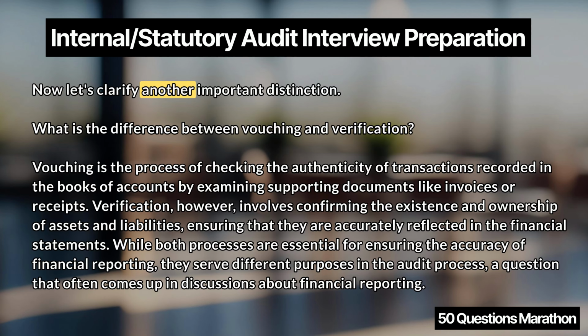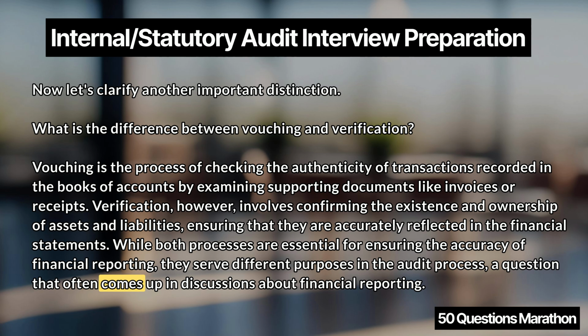Now let's clarify another important distinction. What is the difference between vouching and verification? Vouching is the process of checking the authenticity of transactions recorded in the books of accounts by examining supporting documents like invoices or receipts. Verification, however, involves confirming the existence and ownership of assets and liabilities, ensuring that they are accurately reflected in the financial statements. While both processes are essential for ensuring the accuracy of financial reporting, they serve different purposes in the audit process.